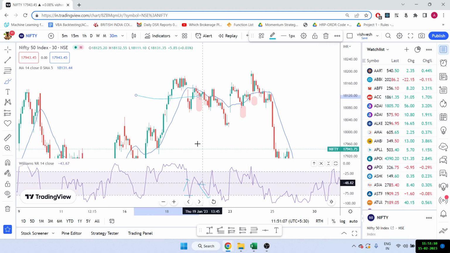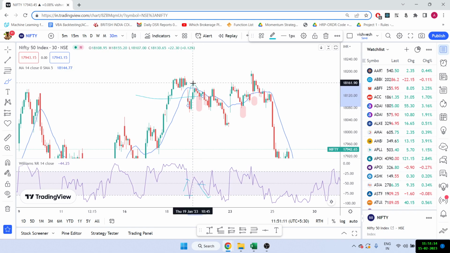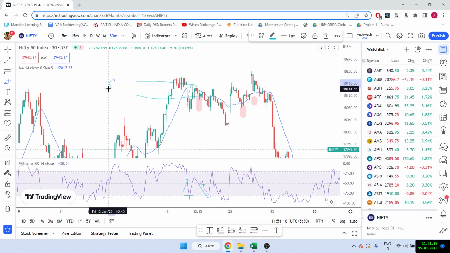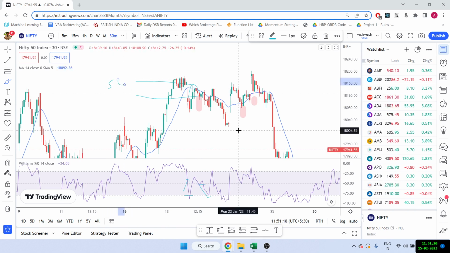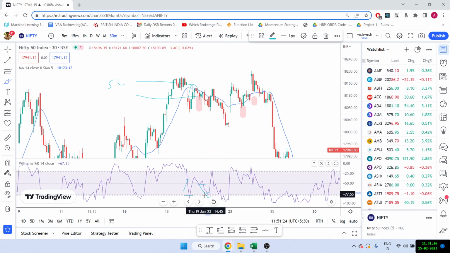Our stop loss will be the previous swing high. As we can see, this is a swing, so this swing high becomes our stop loss. And our target will be as soon as Williams percentage R touches -80 again. When it touches -80 again, this is the place where we are going to take an exit. As you can see, this is a profitable trade.